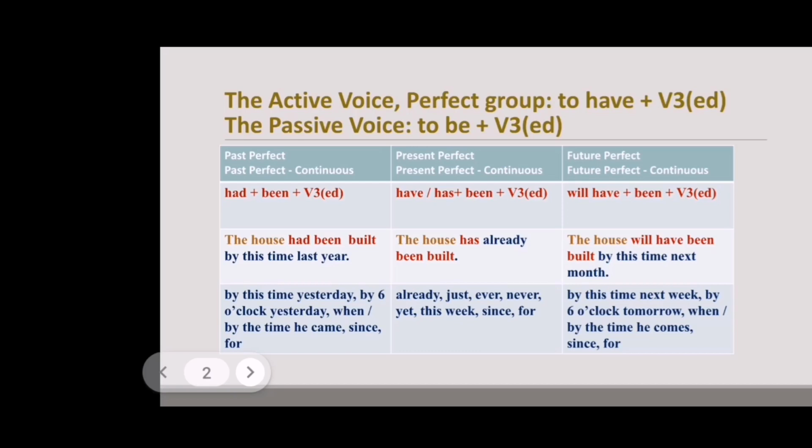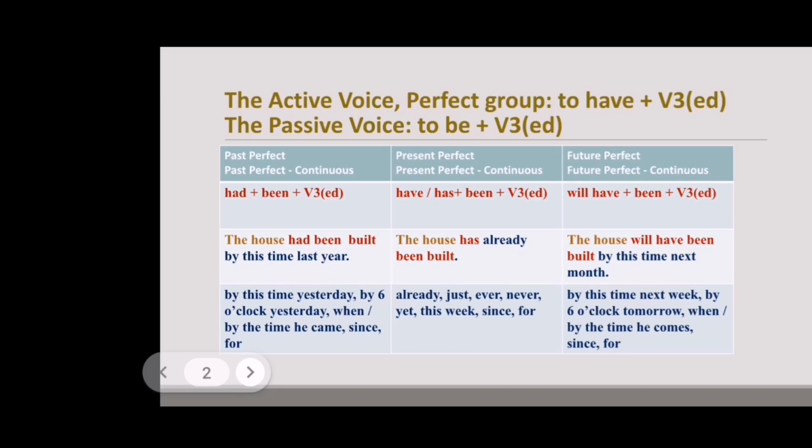For present perfect, have in present it is have or has, be in the third form been, and again the main verb in the third form. The house has already been built. For present we use the adverbs like already, just, ever, never, yet, this week, this month, and others. The house in the singular, so the house has already been built. Pay attention, the adverbs like already, just, ever, never, we should use after have or has.